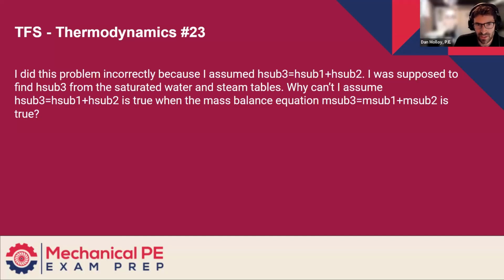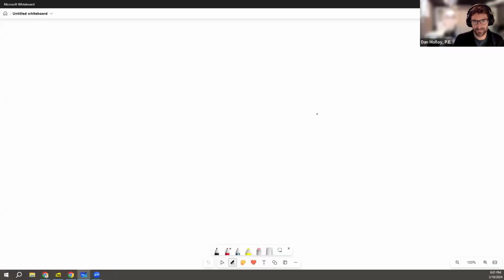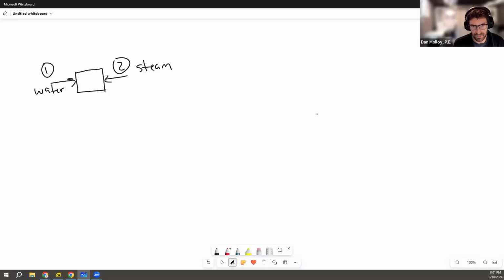Why can't I assume H sub 3 equals H sub 1 plus H sub 2 is true when the mass balance equation M3 equals M1 plus M2 is true? So just for context, this one was about an open feed water heater. So we had coming in liquid water was state one, and then steam was state two. And we had a little bit more information than that, but just to give some context.